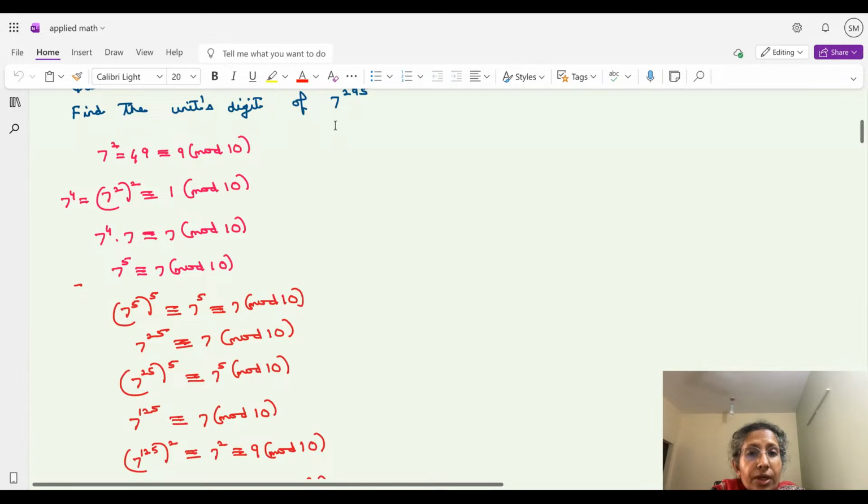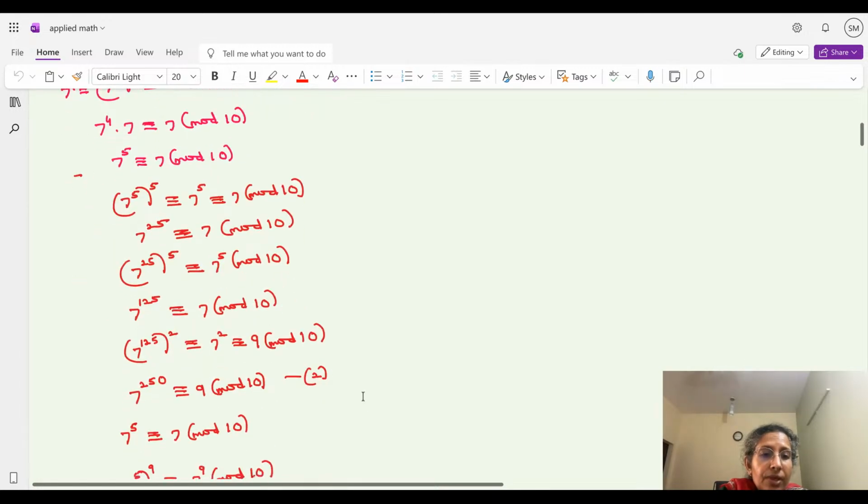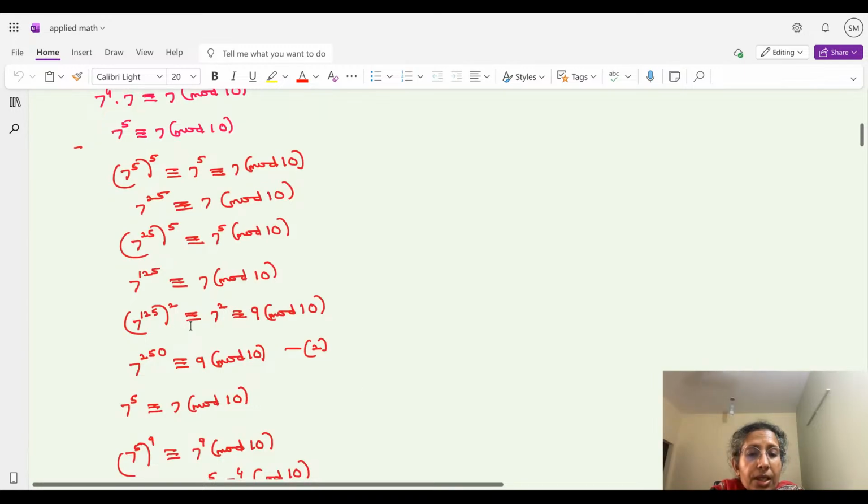Now I want 7 raised to 295. So if I take 7 raised to 25 raised to 5, again this is congruent to 7 raised to 5, which is congruent to 7 modulo 10. And 7 raised to 25 raised to 5 is what? 7 raised to 125. So 7 raised to 125 is congruent to 7 modulo 10. Now if I square this, I get 7 raised to 125 squared is congruent to 7 squared and 7 squared is congruent to 9 modulo 10. So we have arrived at 7 raised to 250 is congruent to 9 modulo 10.